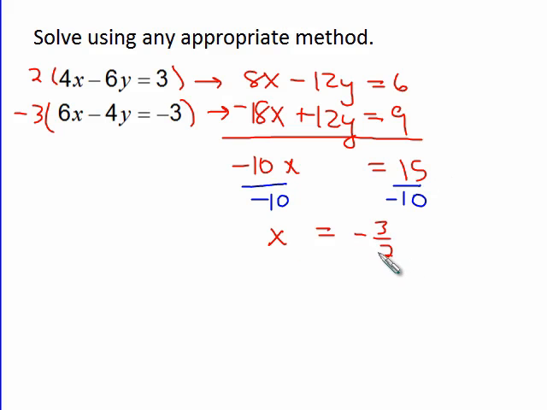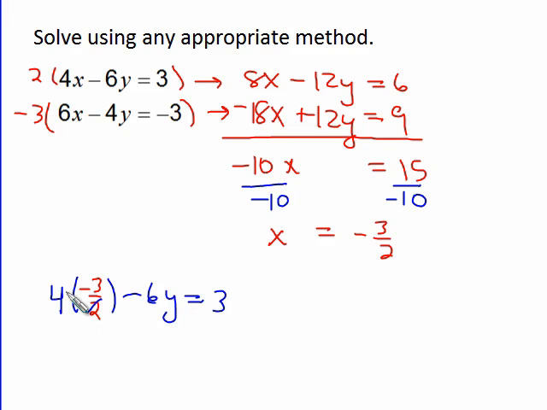Now I need to substitute this value back into either one of these equations. It doesn't matter which one. So I'll go ahead and just use the first one. So we have 4 times whatever x is, which is negative 3/2, and then minus 6y equals 3. So this gives me an equation with only y in it. So now I can find what y is.